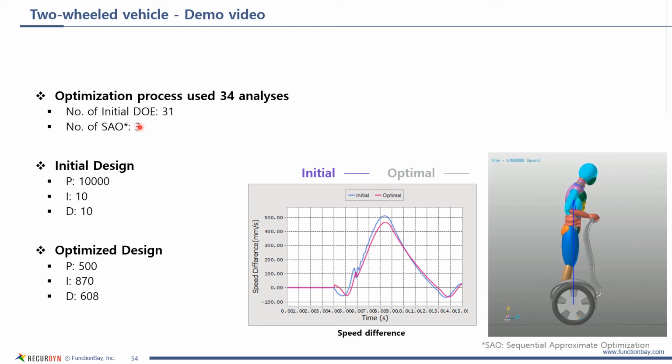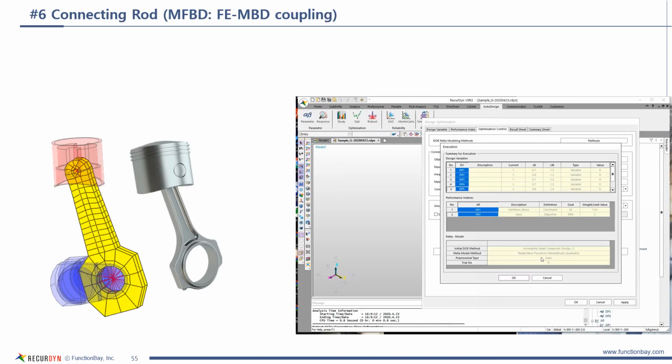You can see the change of the gains in PID. This is the initial design and this is the optimized design. And this shows the difference of the initial design and the optimal design. Manual tuning of the gain values is very time consuming, but with the optimization solver, they can be optimized automatically. It is really convenient. It is also possible to optimize the stress using multi-flexible body dynamics, FE-MBD coupling.